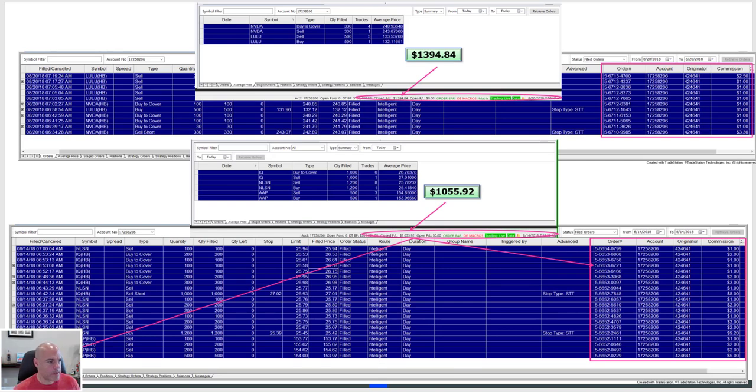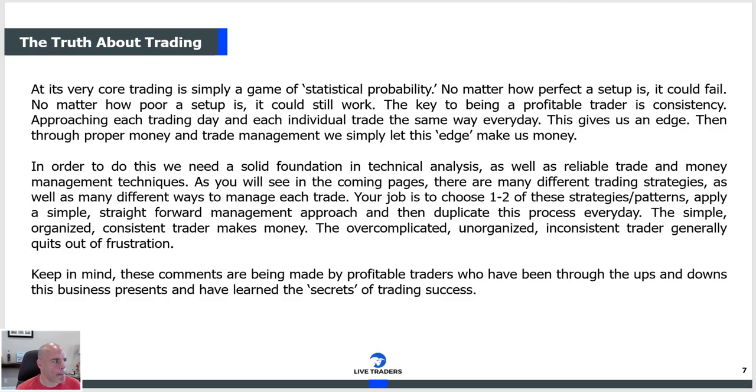All right. So here's the thing, guys. Let's get to the good stuff. Let's get to the business of this. Many of you have seen this slide before. It's called The Truth About Trading. And this is going to relate to today's topic because there's a lot of people out there.